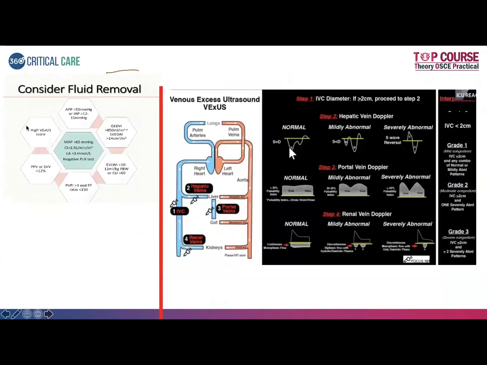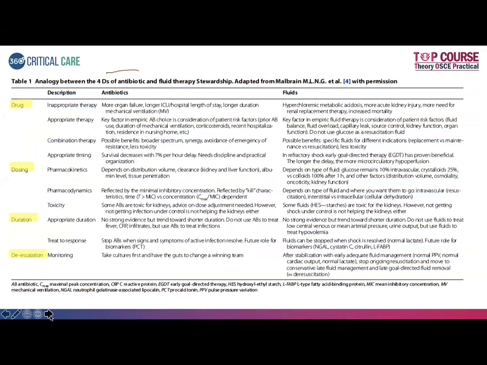You can mention when you have to consider fluid removal. So VExUS, you can also mention VExUS in that, wherein you're looking at your IVC, then hepatic vein, portal vein, and renal vein Doppler. Okay, the hepatic vein reversal and the pulsatility in the portal vein, as well as the renal vein Doppler. So when your grades are high, then you think of fluid removal. So these are one of the criteria.